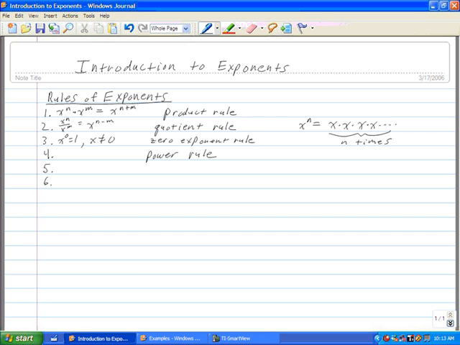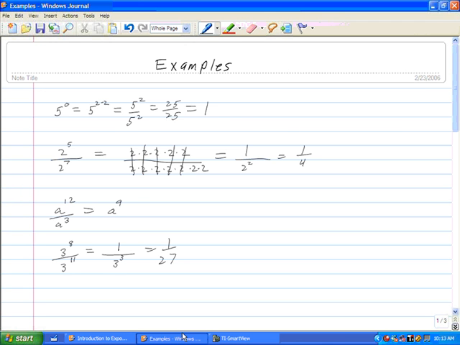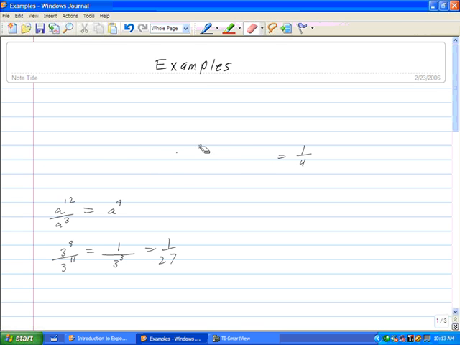Now our next rule is a power rule. Power rule tells us something about what happens when something that has already been raised to a power is raised to another power. So let's see what that looks like. Let's say I had a 4 being raised to the 3rd power and then being raised to the 5th power. Well, this 5th power means multiply whatever it is inside the parentheses by itself 5 times.